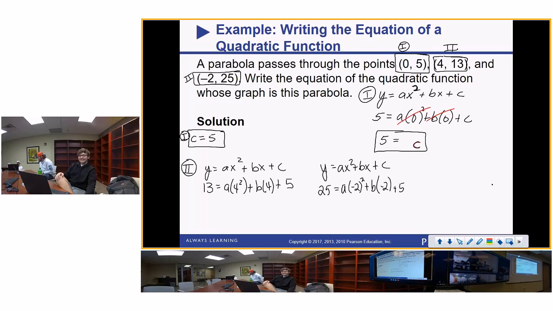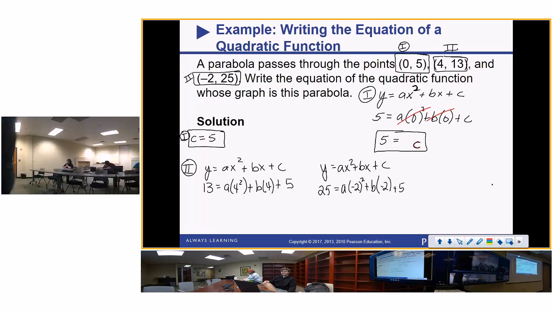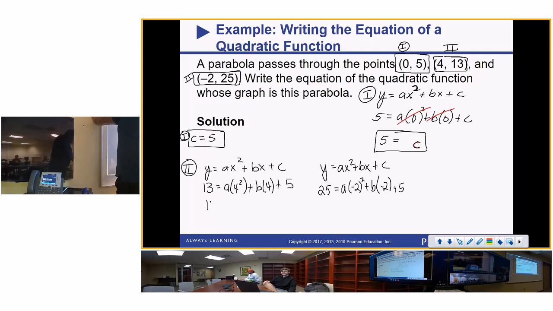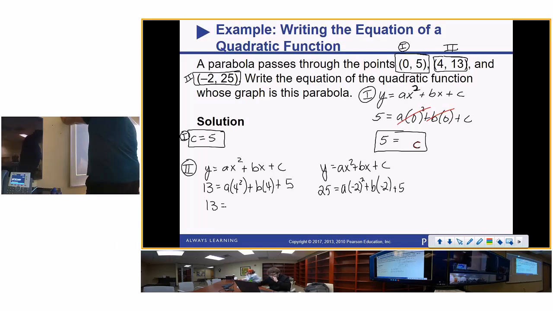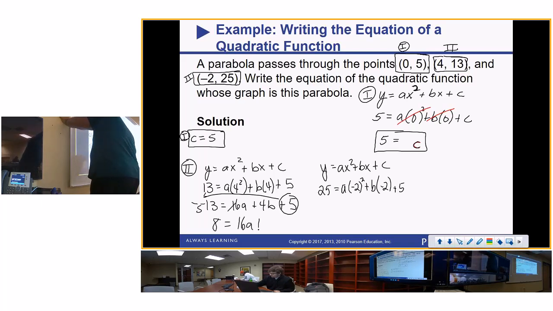Okay, here we go. So 13 is equal to 16A plus 4B plus 5. And that 5 comes across the river, minus 5. And 13 minus 5 is 8. Somebody check me. 16A plus 4B. Yep. That's one equation.